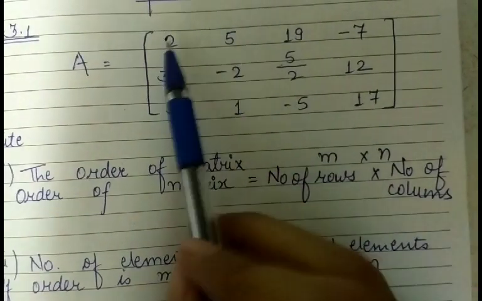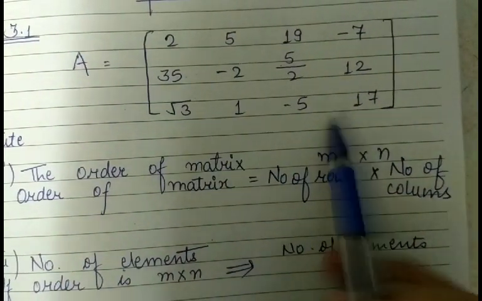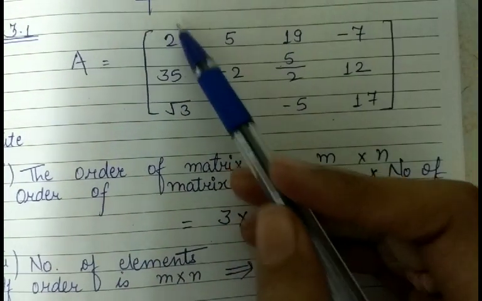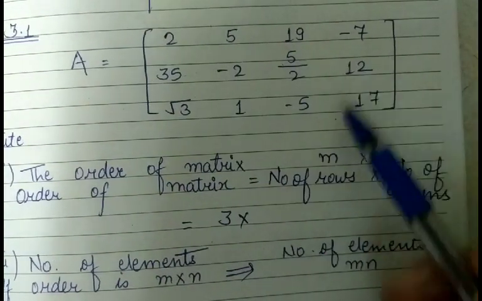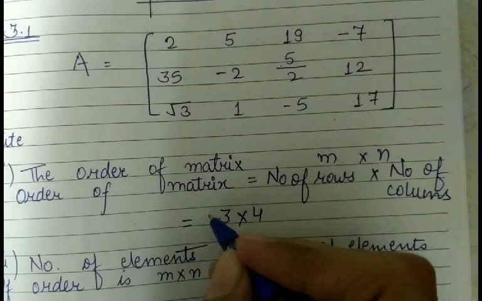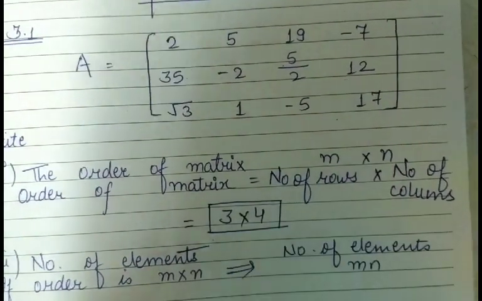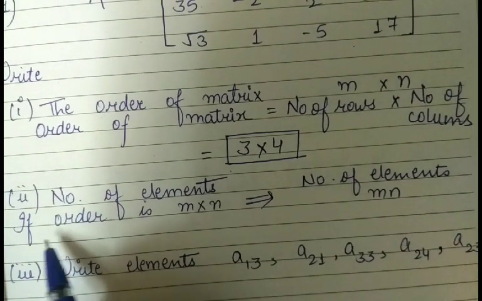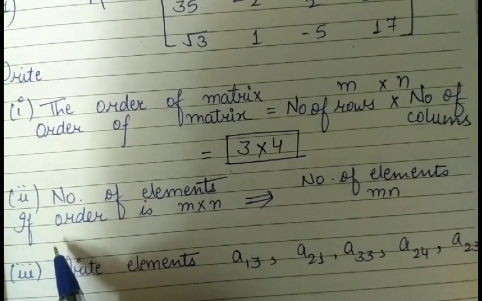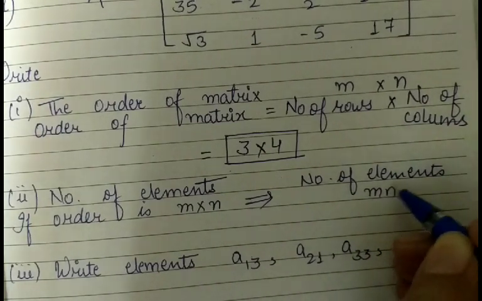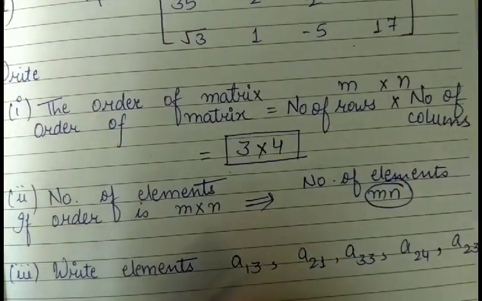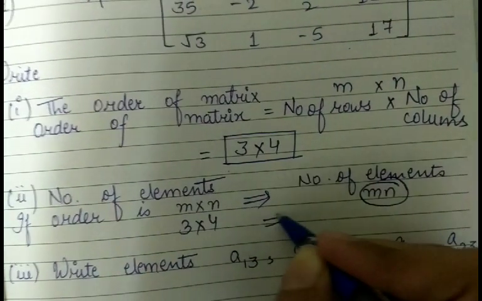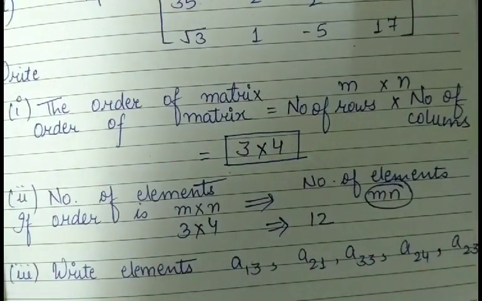In this matrix, number of rows are 3. So our order will be 3 into number of columns. Number of columns are 4. So order of matrix will be 3 into 4. Next, write the number of elements. We know that if a matrix is of order m into n, then number of elements are given by mn. So here order is 3 by 4. So number of elements will be 12.